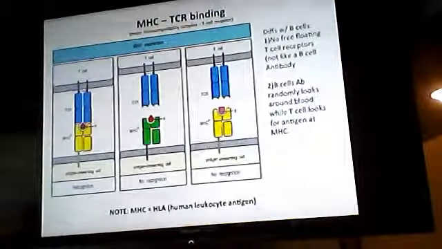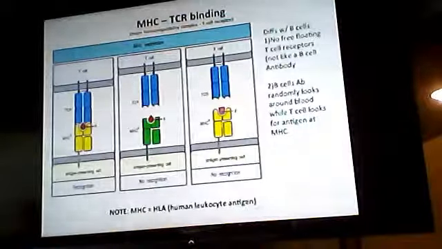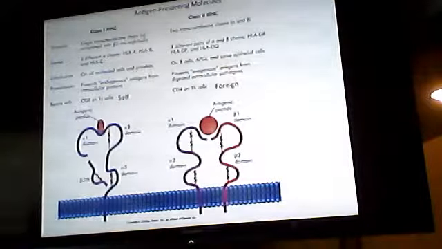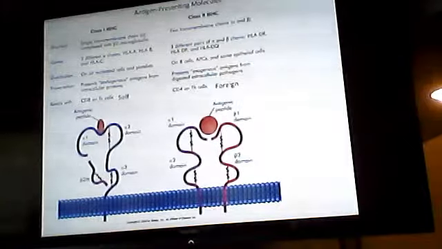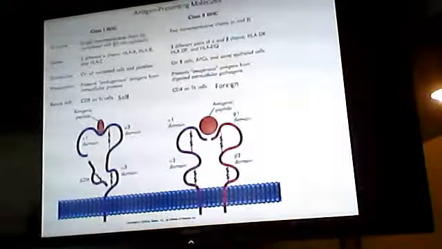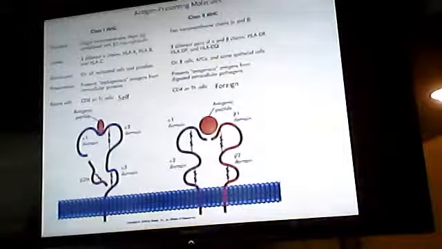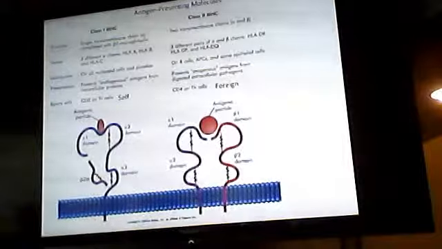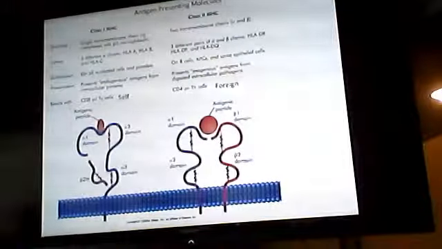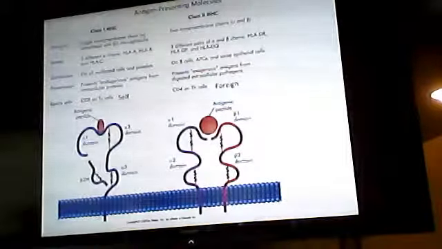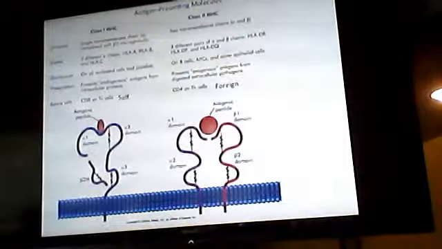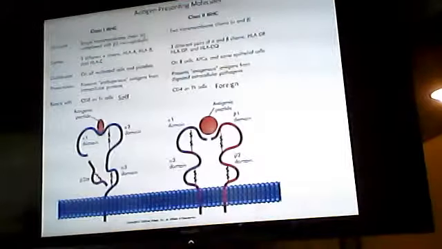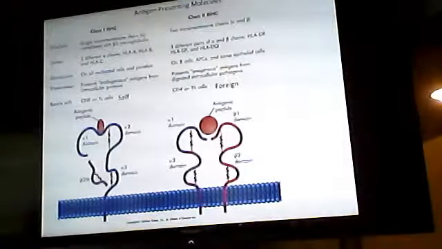MHC to it. Okay. So there are different types of APCs, antigen-presenting cells. You can have dendritic cells, macrophages, mast cells, etc. They have an MHC on it, which can hold the antigen, and they give it to the T cell. So you can have a class 1 MHC, and that's for self-antigens, and that relates to CD8. CD8 means cluster of differentiation 8. It's just a marker. So CD8 relates to cytotoxic T cells.